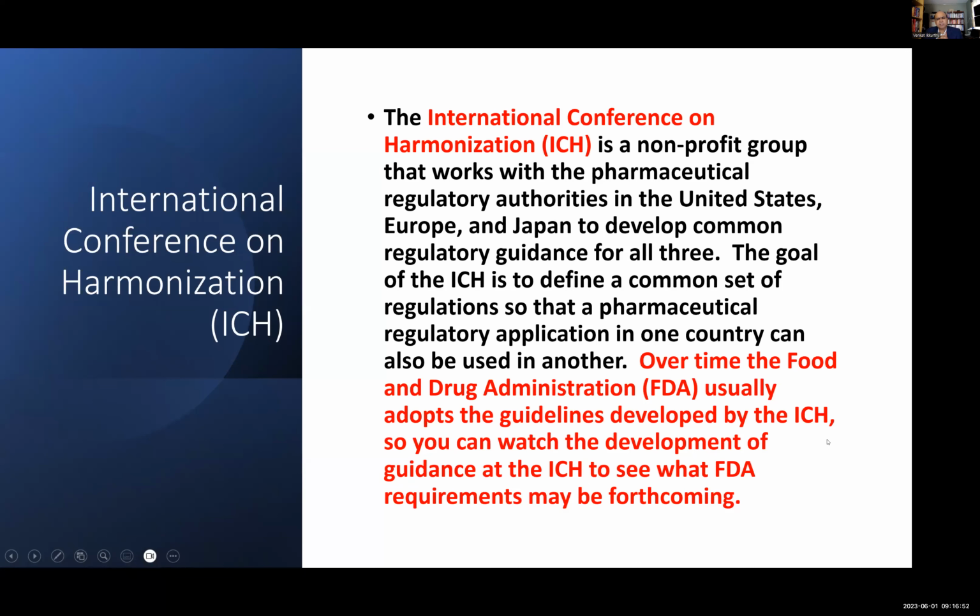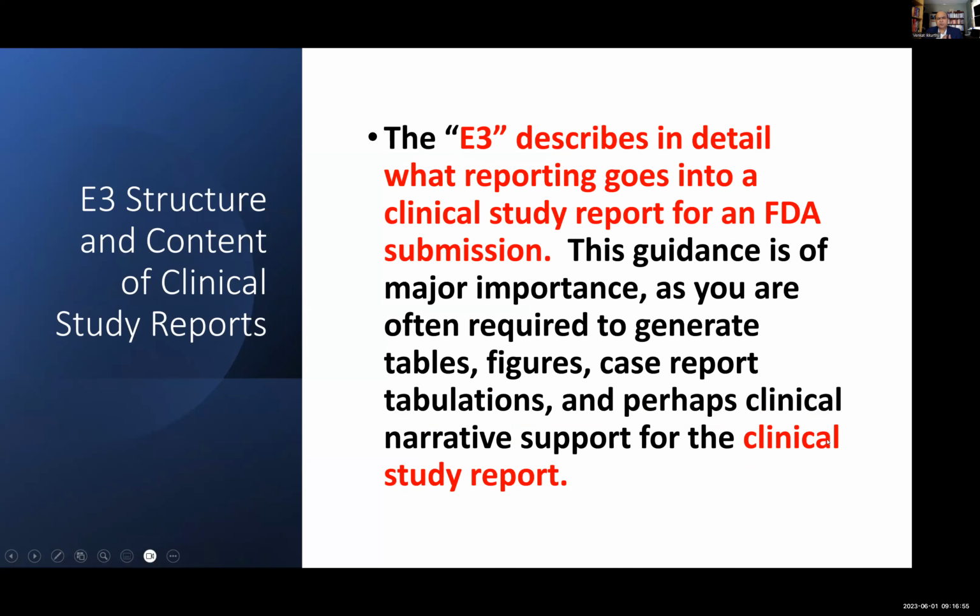So you need to follow these ICH guidelines. ICH has so many guidelines and so much documentation. The E3 document, what is exactly the E3 document? The E3 document contains what type of reports are required. E3 describes in detail the reporting that goes into the clinical study report for an FDA submission. This guideline is of major importance. You are often required to generate tables, figures, case report tabulations, perhaps the clinical narrative to support the clinical study report, which is called CSR. CSR is the clinical study report. So that is E3, structure and contents of the CSR, the type of reports we are going to generate.